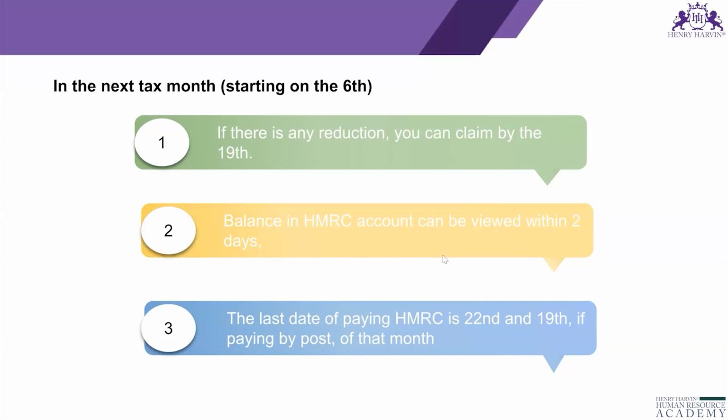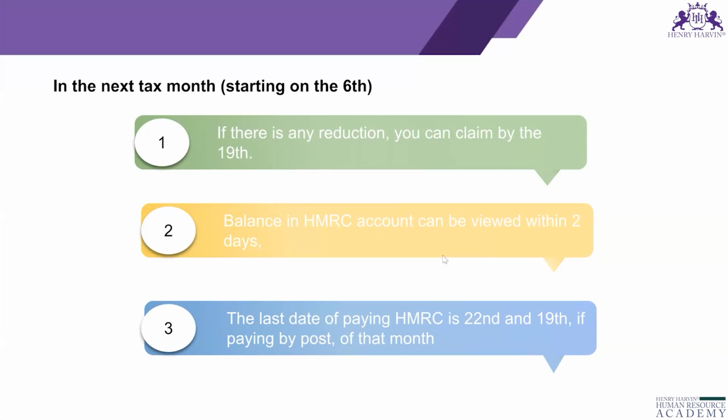In the next tax month, starting on the 6th, what do we have to follow? If there is any reduction, you can claim by the 19th. That is the 19th of next month. What is this? I'll explain. This is the EPS. Any reduction you need to claim, you can claim by the 19th of next month, which is the deadline of the EPS. That is the last point that you see, the third point.